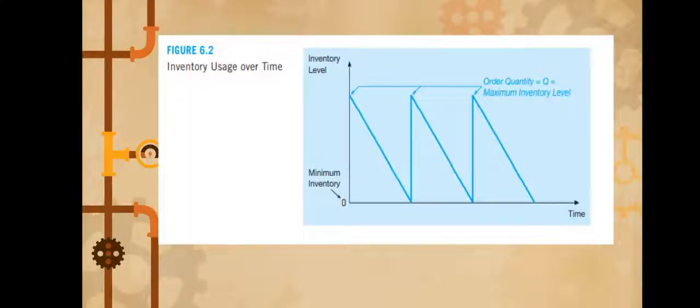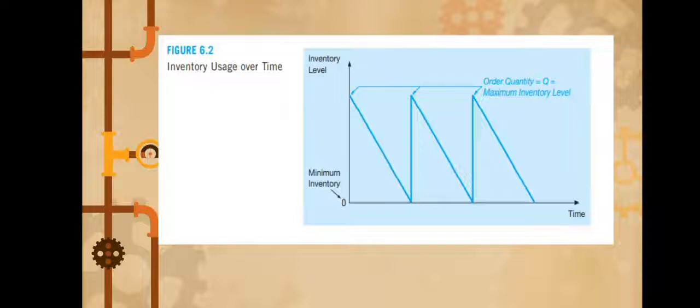So, with these assumptions, as you can see, inventory usage has a sawtooth shape as in the figure. In this figure, Q represents the amount that is ordered. Say, for example, if this amount is 500 shoes, all 500 shoes arrive at one time when an order is received. Thus, the inventory level jumps from 0 to 500 shoes.